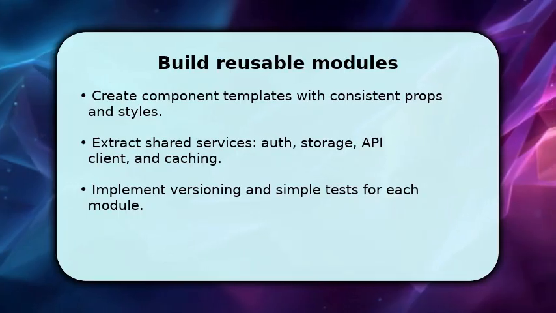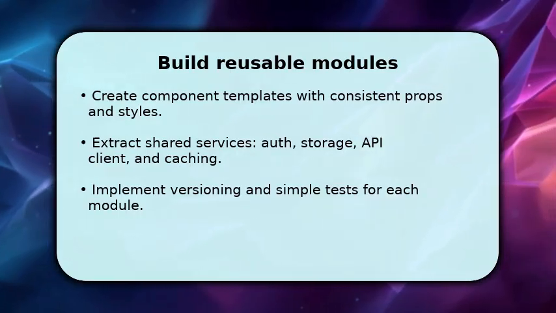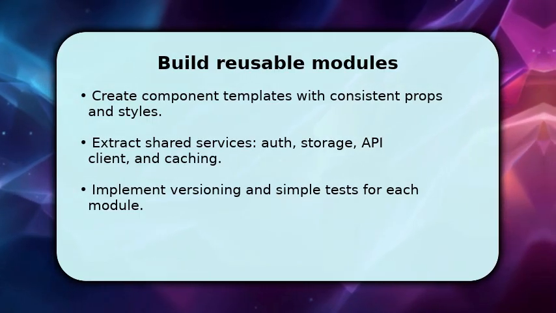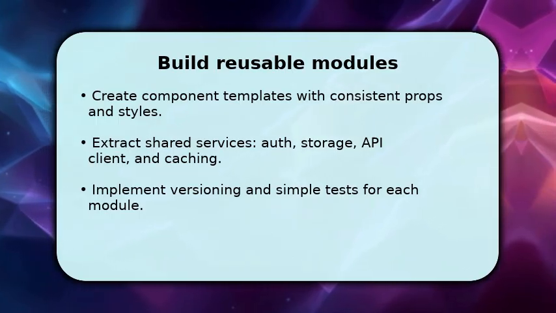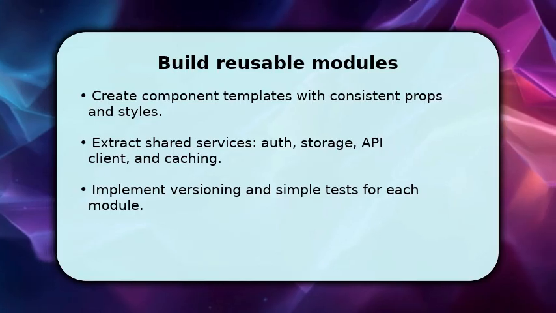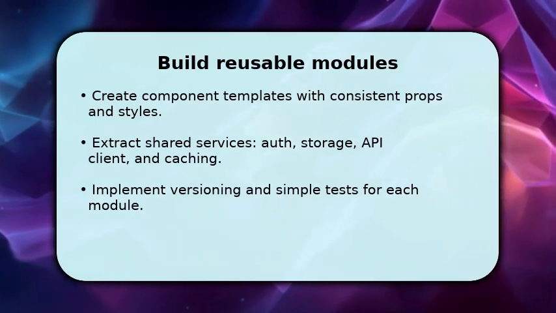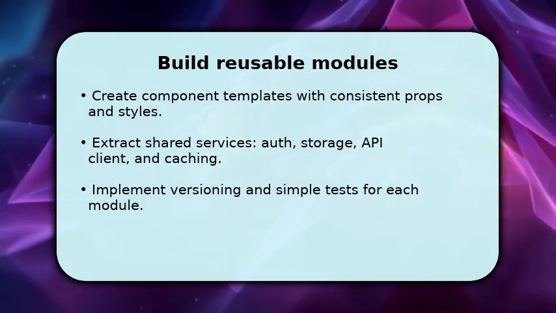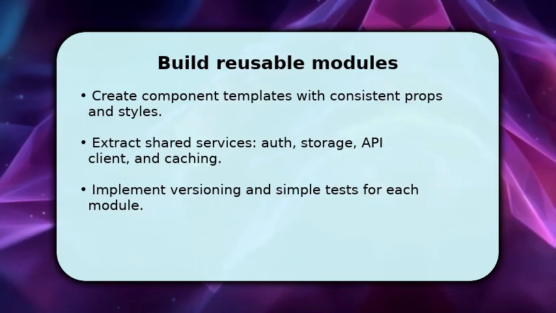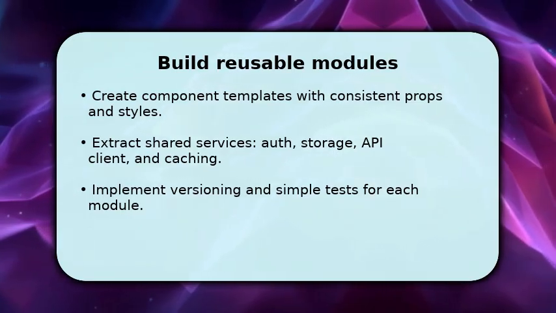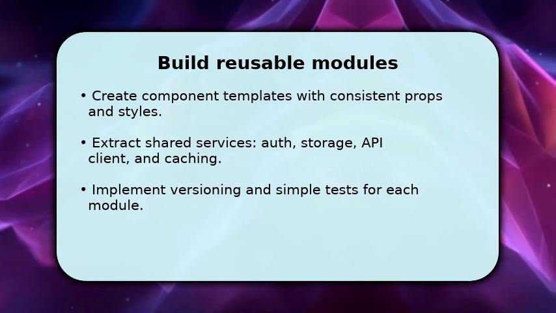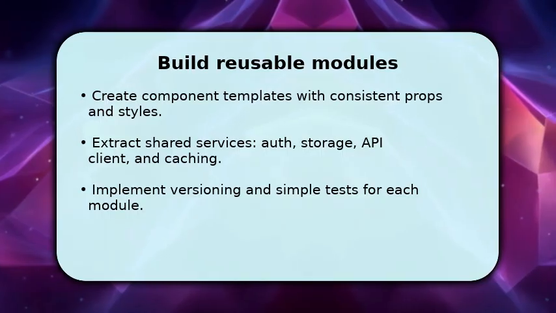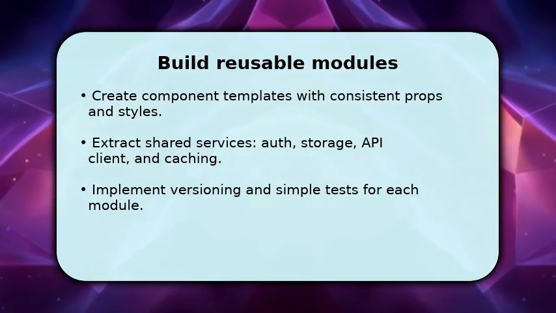You now assemble the library's core, develop reusable UI components and shared services. Start with a consistent component template and prop contract so every contributor knows the API. Extract authentication, storage, API client, and caching into independent modules. This reduces duplication and eases updates. Add versioning metadata and a basic test for each module to catch regressions. Make sure to run tests automatically and update documentation, snippets alongside code. That keeps consumers confident and speeds future integration.